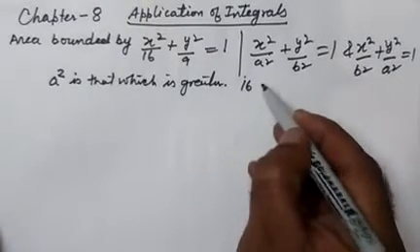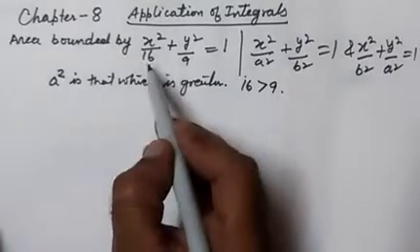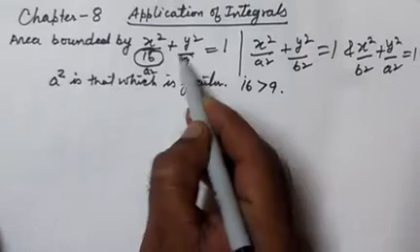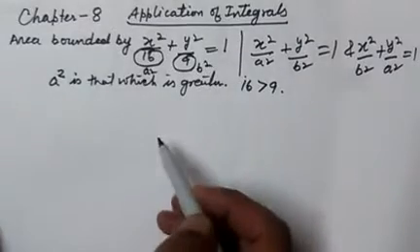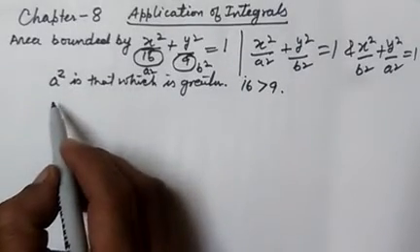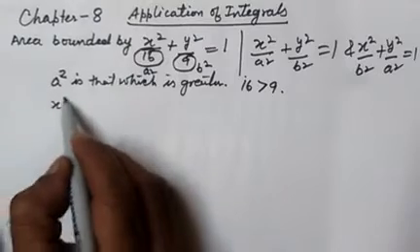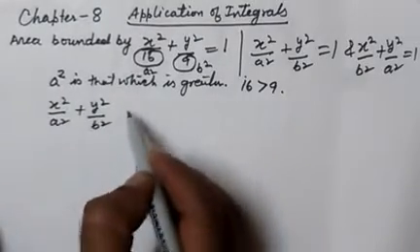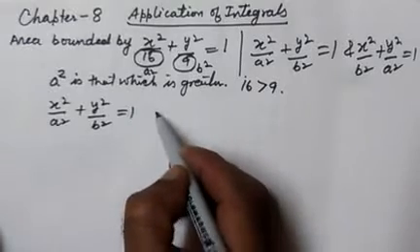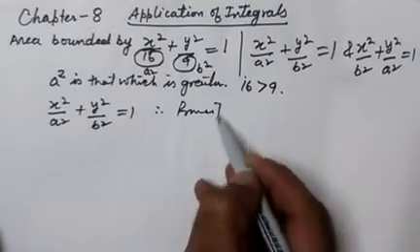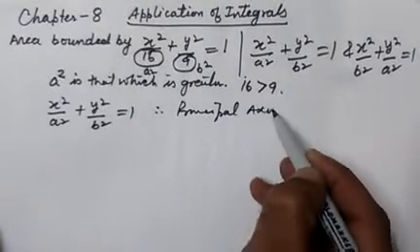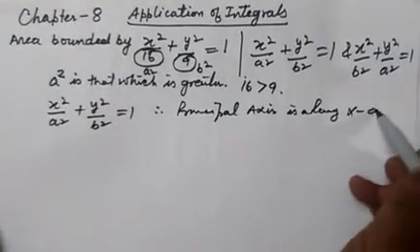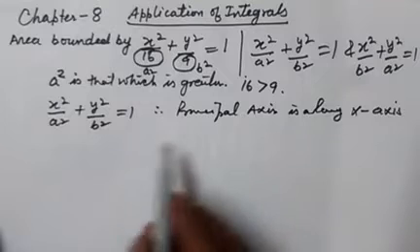So here 16 is greater than 9. Therefore, we will say that this 16 is a square and this 9 is b square. Hence, our standard equation is x square upon a square plus y square upon b square is equal to 1, and therefore the principal axis is along the x-axis. So this is the one problem you have solved.